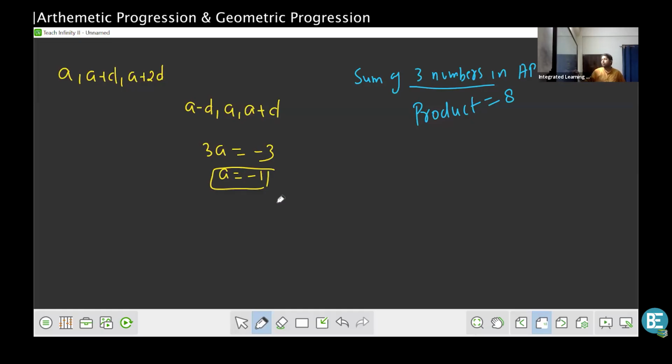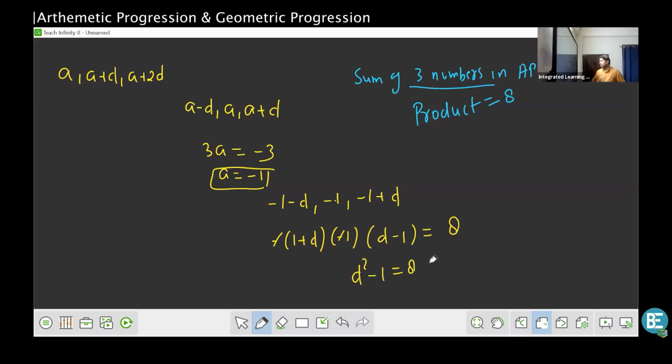Okay. So we have now three numbers, minus 1 minus d, minus 1 and minus 1 plus d. Now the question is saying their product is 8. So let us multiply them. First is minus of 1 plus d, another is minus 1, and third is d minus 1. This product is 8. Minus minus will be plus. D plus 1 into d minus 1 is d square minus 1 is 8.